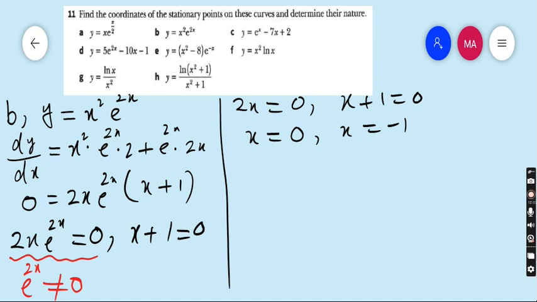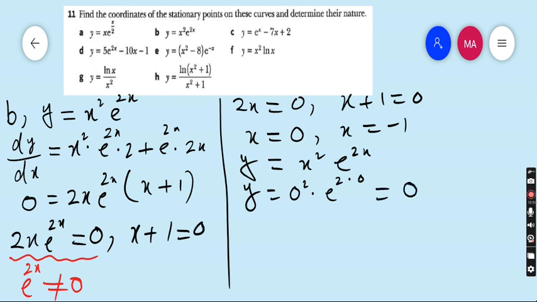Obviously we should have two values of y. Put one by one in the question, x square e2x. First put x is equal to 0. 0 square into e power 2 into 0. Something multiplied by 0 is always 0. Therefore, our first stationary point is x is 0 and y is 0. This is our first stationary point.